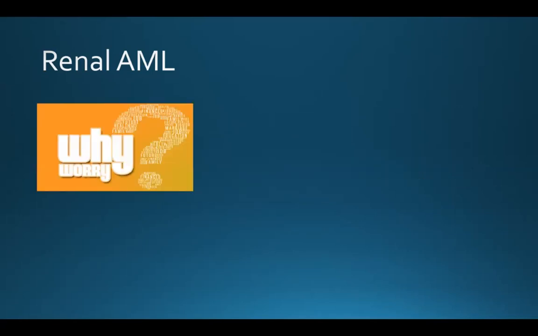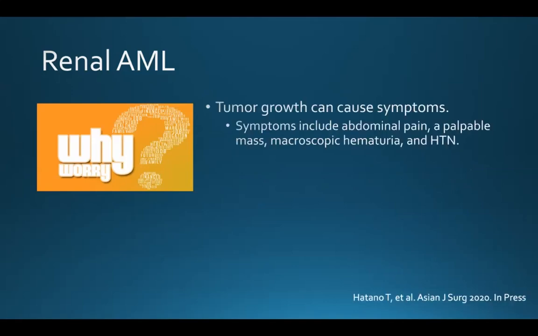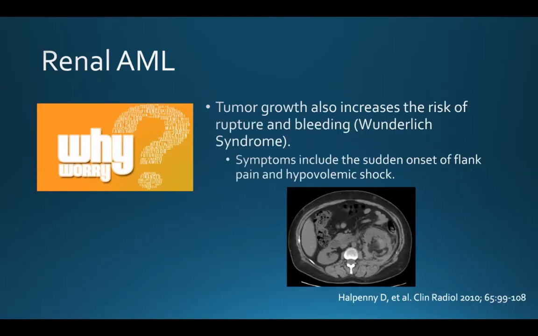So why do we worry about AMLs? Well, for starters, they grow, and with growth can come symptoms. And symptoms include abdominal pain, a palpable mass, macroscopic hematuria, and hypertension. Tumor growth can also increase the risk of rupture and bleeding, and these symptoms can include the sudden onset of flank pain and hypovolemic shock.